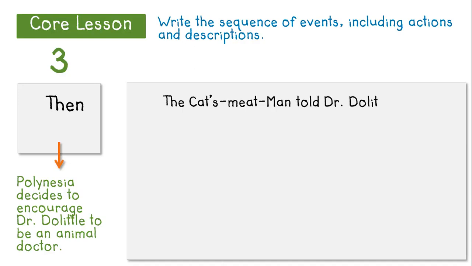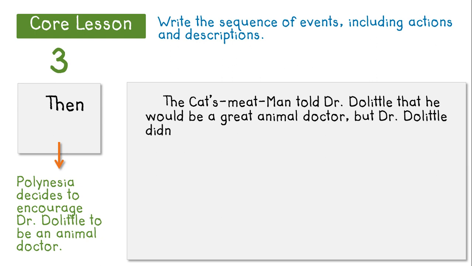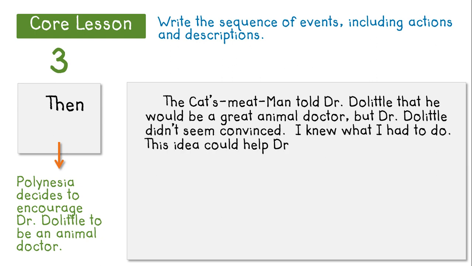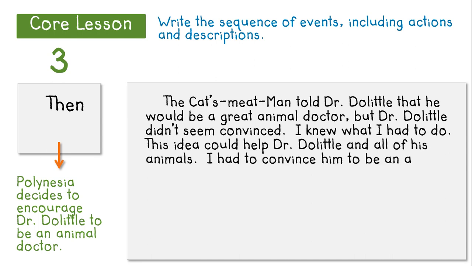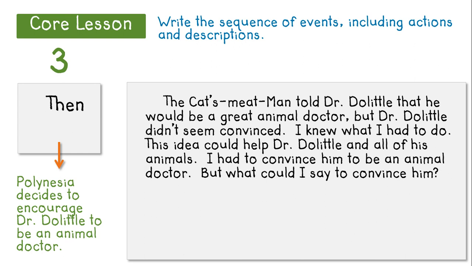The cat's meat man told Dr. Doolittle that he would be a great animal doctor, but Dr. Doolittle didn't seem convinced. I knew what I had to do. This idea could help Dr. Doolittle and all of his animals. I had to convince him to be an animal doctor. But what could I say to convince him?